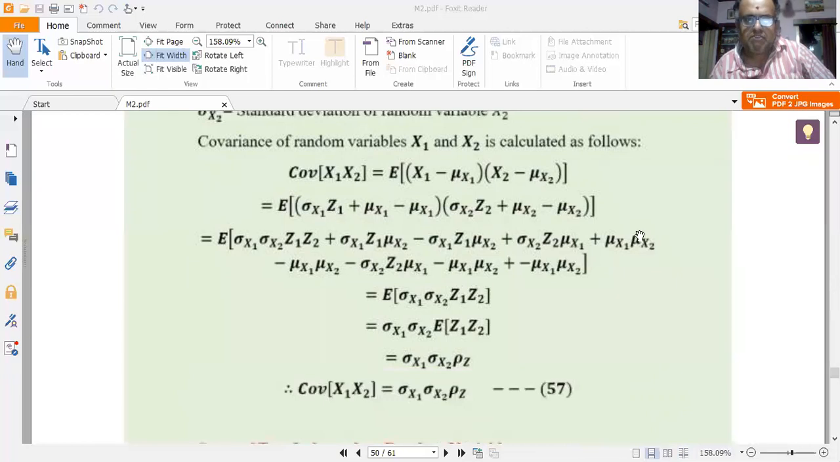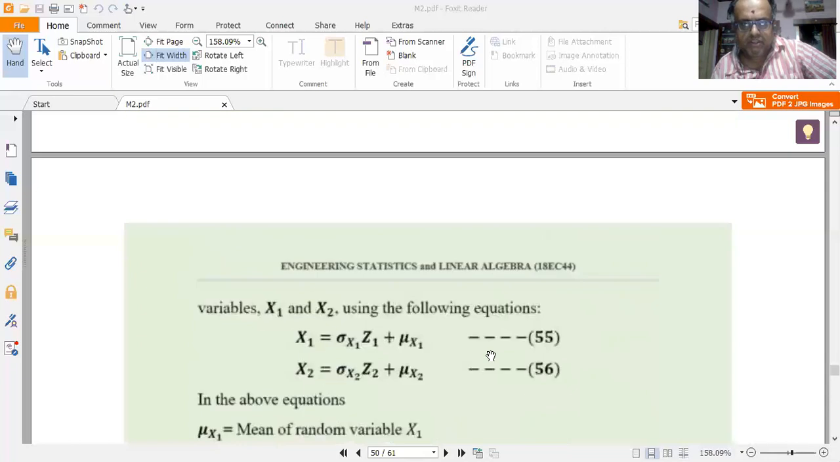So cancellation of opposite sign terms, taking common factors and simplifying leads to the expected value of sigma x1 sigma x2 into Z1 Z2. But sigma x1 and sigma x2 are constants, so I can take them outside the expectation operator. So I get sigma x1 sigma x2 into E of Z1 Z2. But the expected value of Z1 Z2 is equal to rho z from the previous page which we just defined.